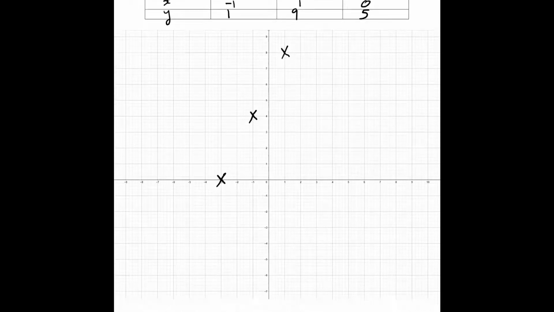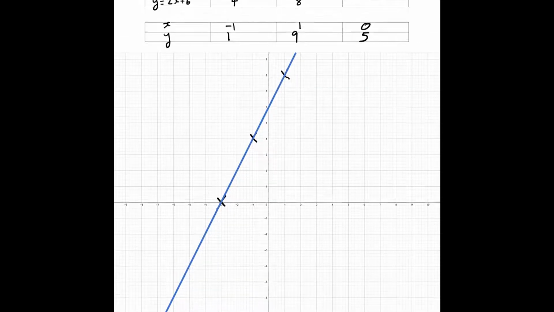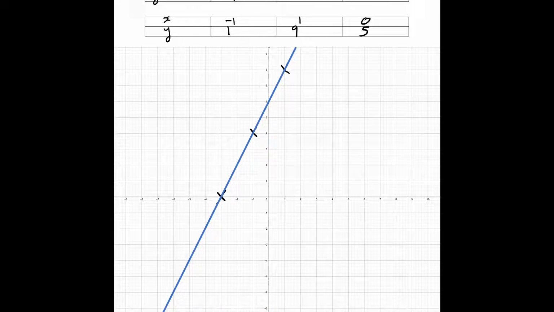I'm now going to join the points up with a straight line and carry that straight line on, as we have here. And now I'm going to plot the other equation. So for the other equation, let's do a different color. When x equals minus 1, y is 1. When x is 1, y is 9. When x is 0, y is 5. Now let's join these points up.